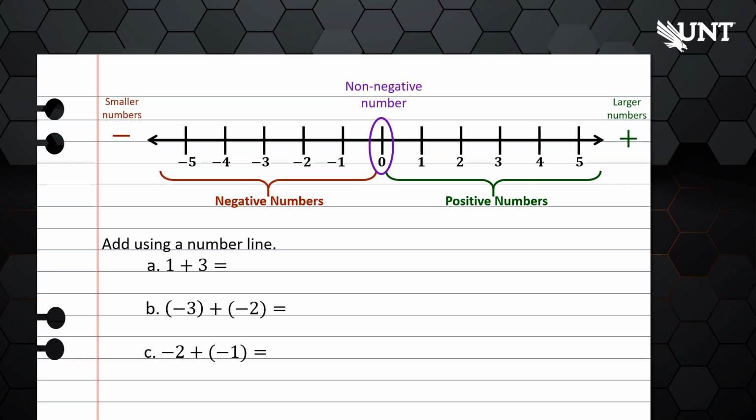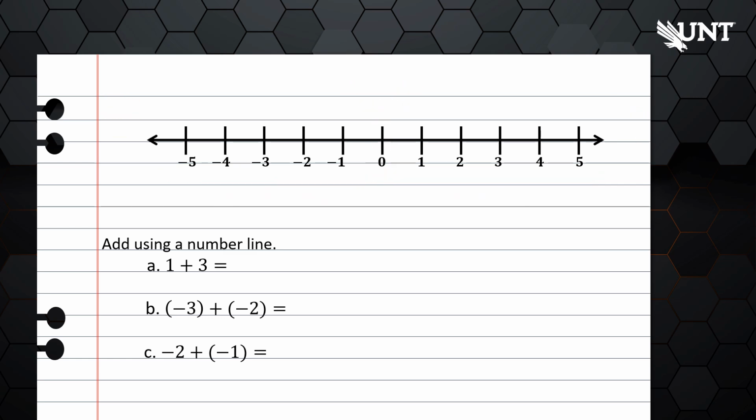All right, so the directions in this case will say add using a number line. And we have 3 examples. For A, we have 1 plus 3. For B, we have negative 3 plus negative 2. And for C, we have negative 2 plus negative 1. Now, the directions state to add using a number line. These numbers are fairly small, and you may already know the answer. However, we want to make sure we really understand integers.